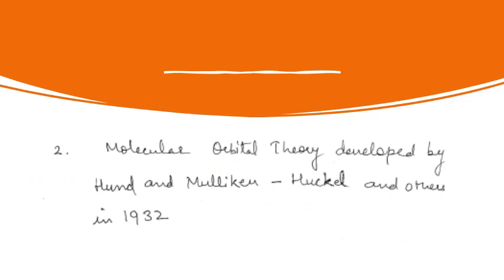The second most important theory for explanation of covalent bonding is the molecular orbital theory, which was developed by Hund and Mulliken, Huckel and others in 1932. So these two theories are the main theories for the explanation of covalent bond formation in the molecule and how the covalent bond is strong.